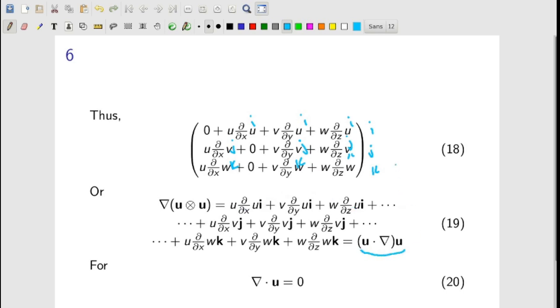So this shows that under the continuity condition here for an incompressible fluid, the divergence of the outer product of u, or the tensor product of u, is equal to this notation here, u dot del u.